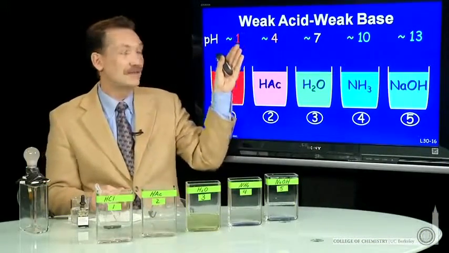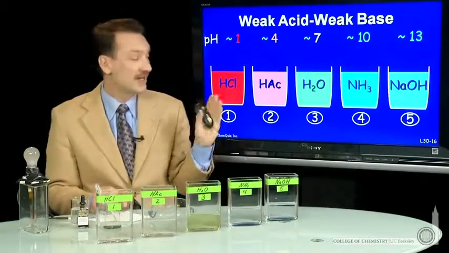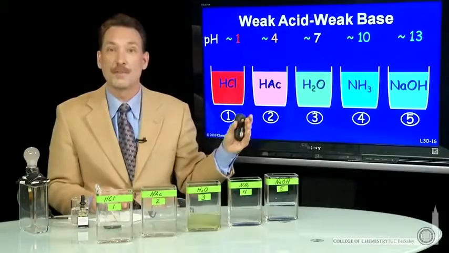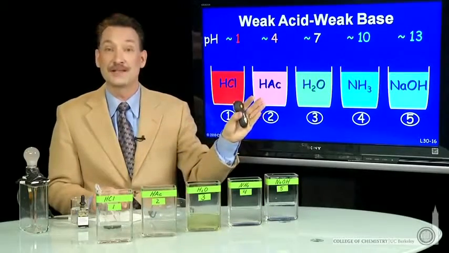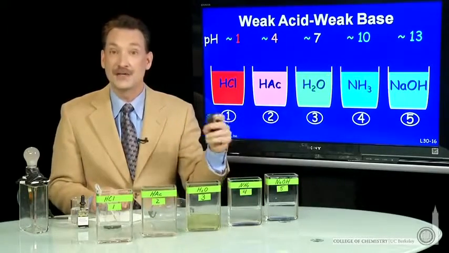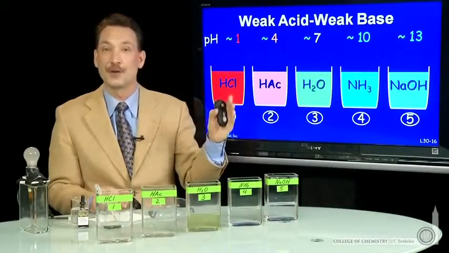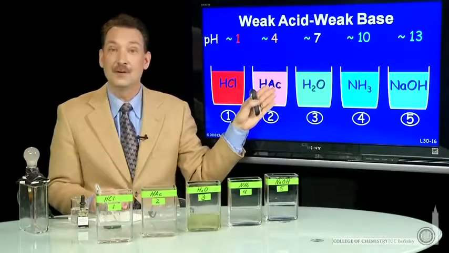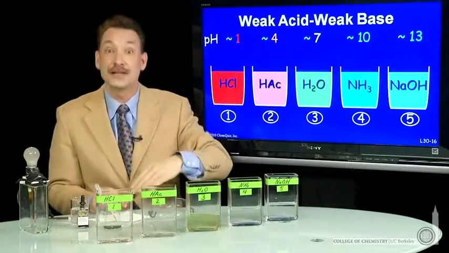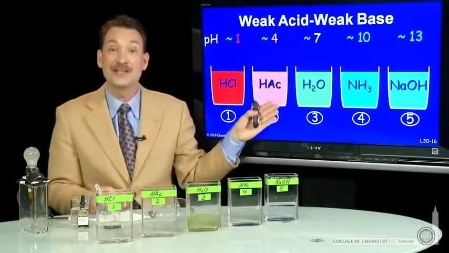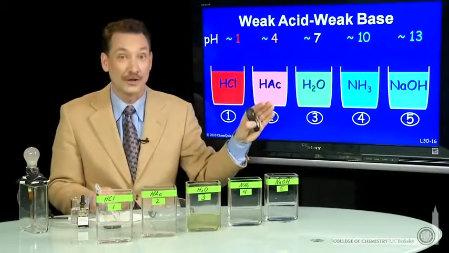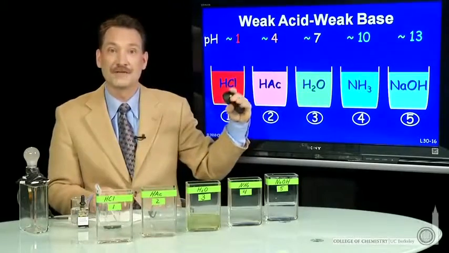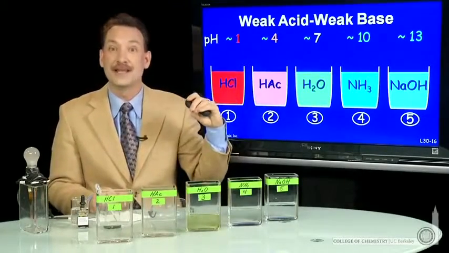So the pH is about 1. That is, if the strong acid HCl is in 0.1 molar concentration, it completely dissociates, makes 0.1 molar H3O+. Minus log of 0.1 is 1. The HAc, weak acid, dissociates to a lesser extent. So the pH is higher, indicating a lower concentration of H3O+. Water, concentration of H3O+ at around 10 to the minus 7.